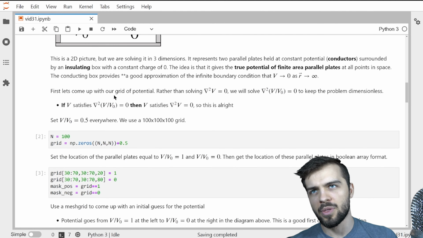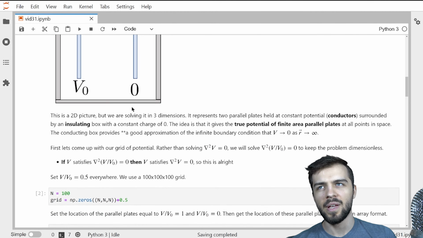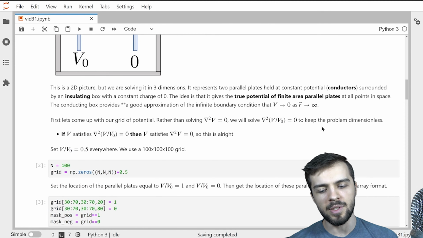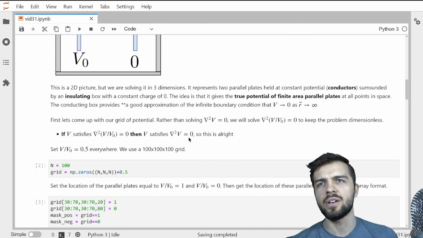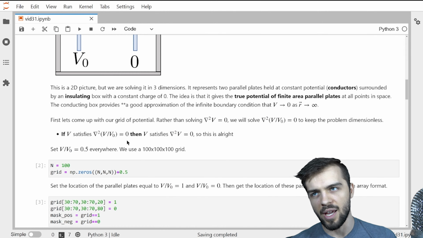So first we'll come up with the grid for our potential. And rather than solving del squared V equals 0, we're going to normalize by V0. So we'll solve this problem here. That means I can just set this equal to 1 and this equal to 0. And that keeps the problem dimensionless, which I always like to do in these videos. And you'll note if V solves this equation here, then it also solves this equation. So it's okay to do this.